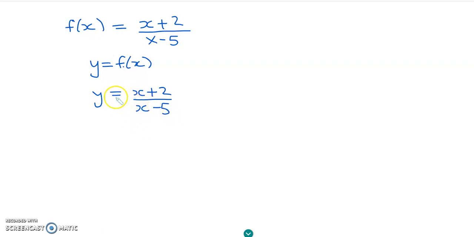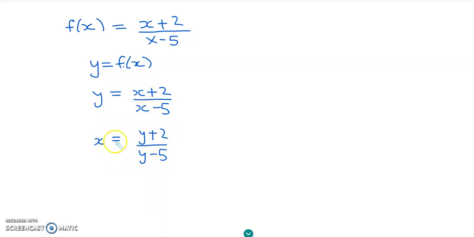Now, what we're going to do is swap the roles of x and y. What does that mean? We're going to replace y with x, and wherever we see x in this expression, we're going to replace it with y. So we get x equals y plus 2 over y minus 5. So what we did is swap the roles of x and y. Here I replaced y with x on the left hand side, and on the right hand side I replaced the x on the top and the x on the bottom with y.